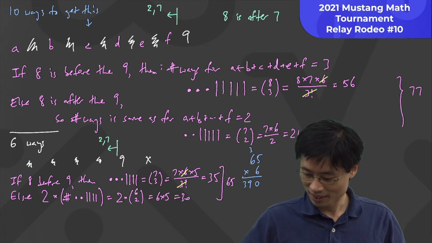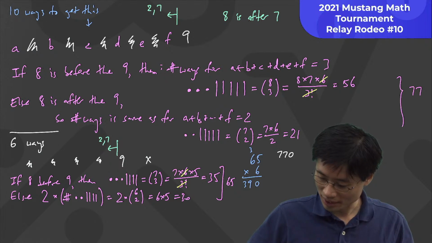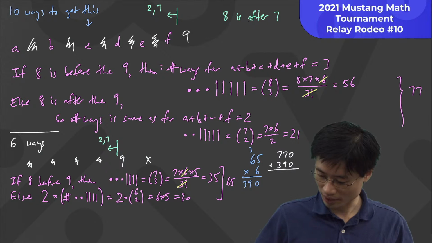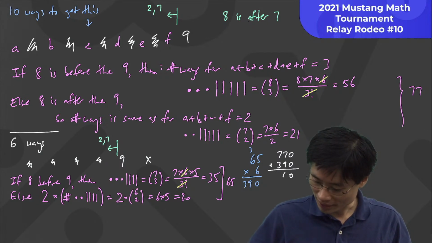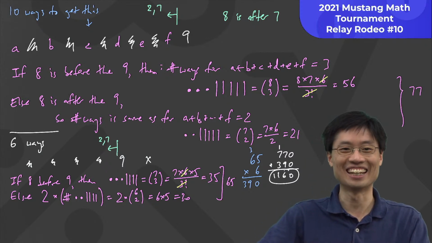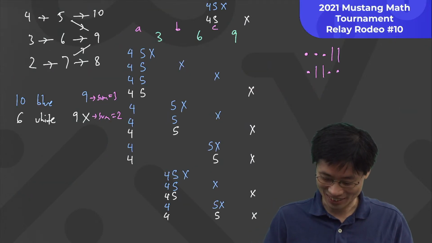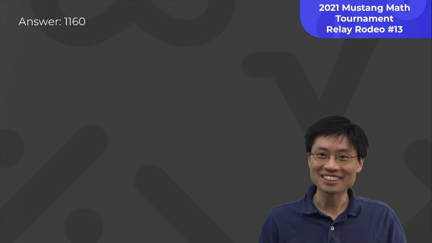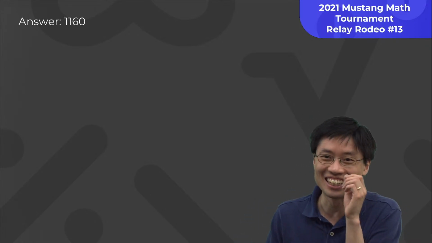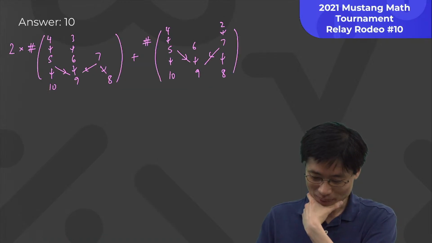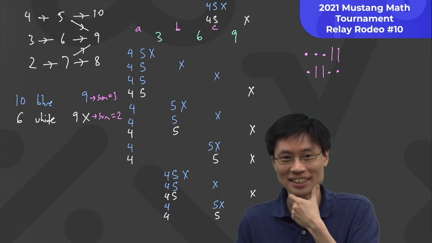So I have a 390 plus a 770. Where can I do that? Over here. 770 plus the 390. Okay, that's a 0. 7 and 9 is 16. 1160. Okay. Let's see if this is right. I don't know. Let's find out. 1160. Where's the answer? What? It works! Okay. Now, in that case, I'm pretty sure that wasn't the intended solution.